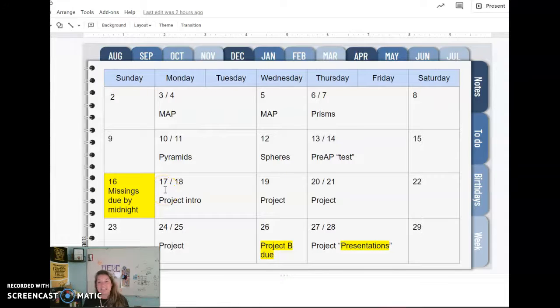Starting on Monday, the 17th, we're going to be doing a final project, and your final project is going to be a lot of 3D stuff, which is why we're talking about 3D shapes right now. Your final project will be due on Tuesday, the 26th by midnight. If your project is not turned in at that point, I will grade it on Thursday and Friday, but the highest grade you can get is a 60%. So I did just want to go over that with you, give you an idea of what's happening for the last little bit of the school year.